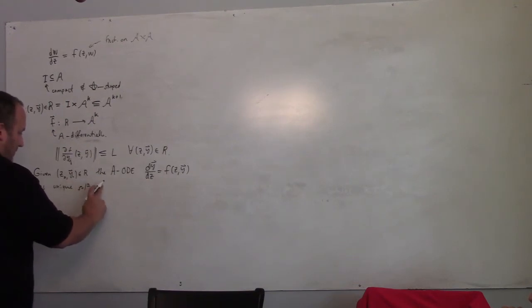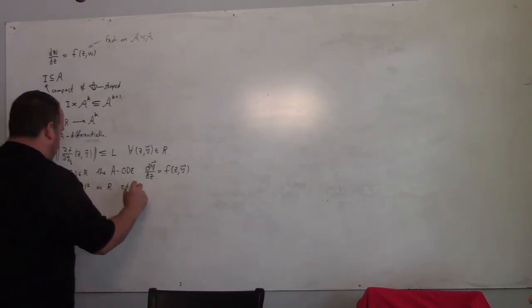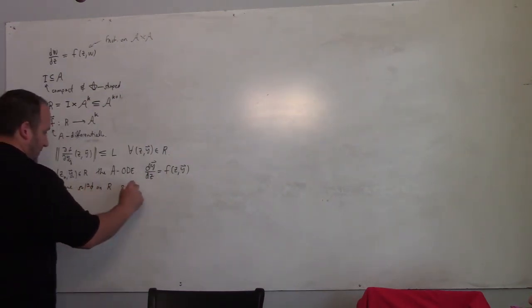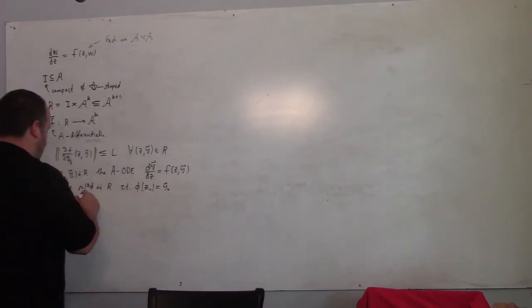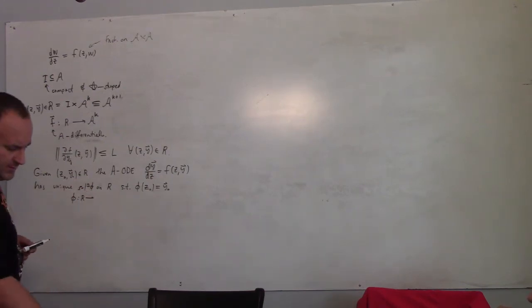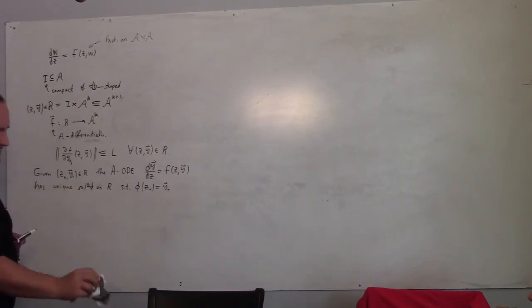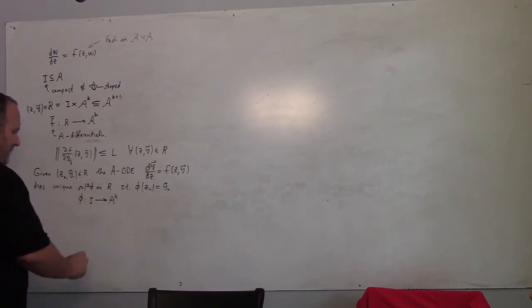So this A-ODE, dy vector dz equal to f of z comma y, has a unique solution on R, such that we call that solution phi of z naught equal to y naught. So the phi is going to be a mapping from R to, no. I guess in this context here, I think phi is going to be mapping from I to A^k, if I remember right.